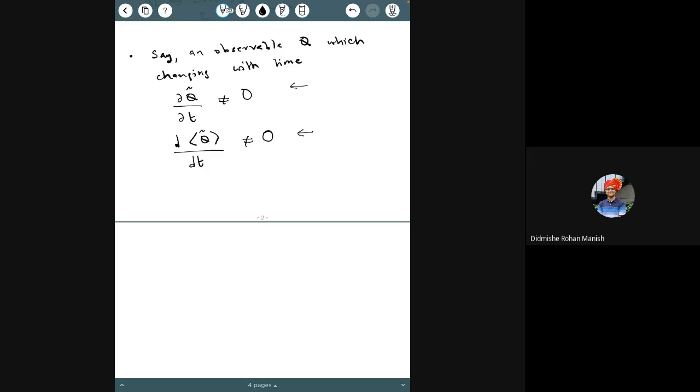Fine. So these are the two things that can be dependent on time, or it can be both, or it can be neither. Then let's see what are the contributions to have an expectation value that is dependent on time. Then I will do d/dt of <psi|Q|psi>.